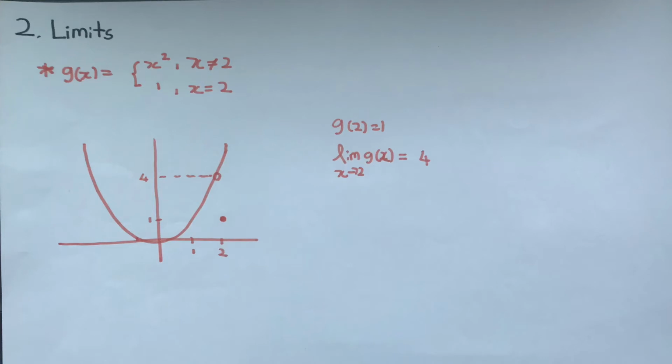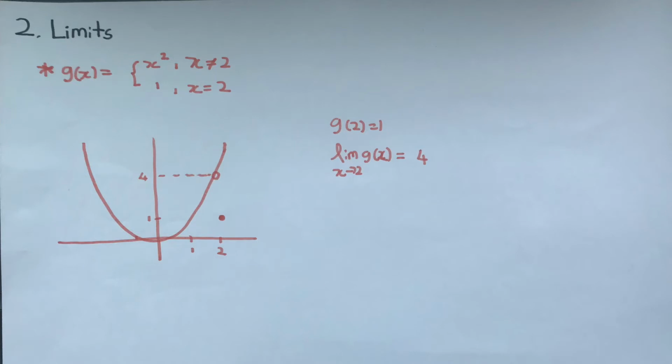We must consider that when we evaluate the limit as x approaches 2, the graph approaches 4, not 1. The right-hand limit and the left-hand limit approach the same value, so the graph is said to have a limit of 4 at x equals 2.